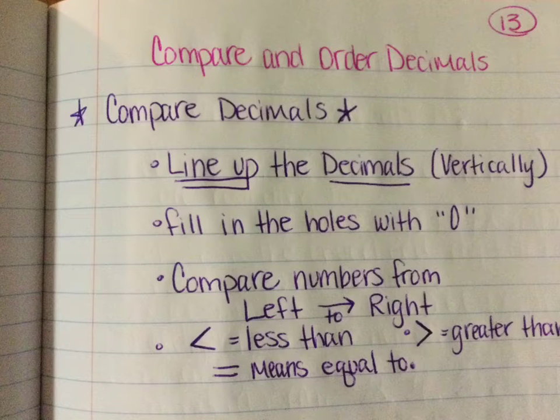Okay, so we've covered place value of decimals and we've covered rounding. So now we need to go over comparing and ordering decimals. The first thing we have is comparing decimals.